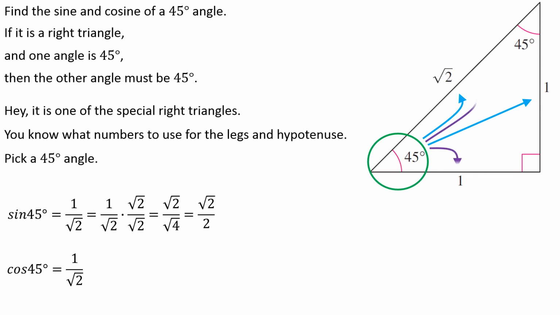Now, of course, when I'm working with cosine of 45 degrees, the adjacent leg is 1. The hypotenuse is still root 2, and we're going to get the same answer. Because on a 45-45-90 triangle, the legs match. Interesting. The sine of 45 degrees has the same value as the cosine of 45 degrees.